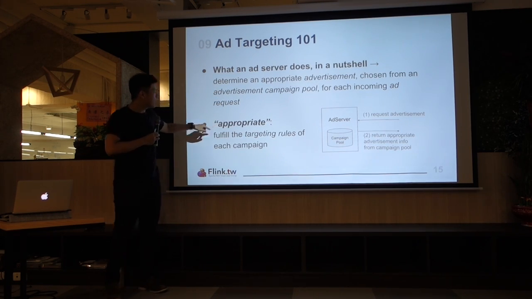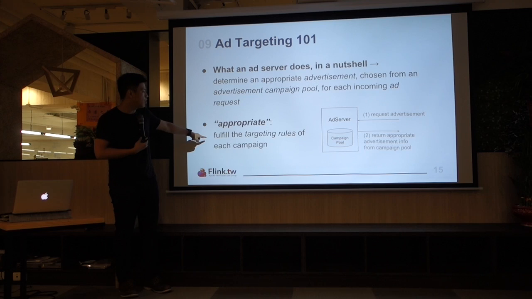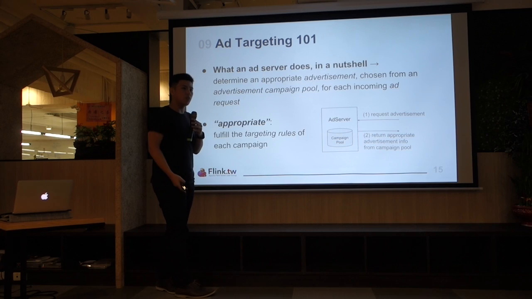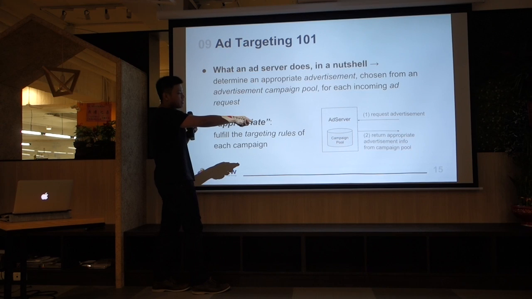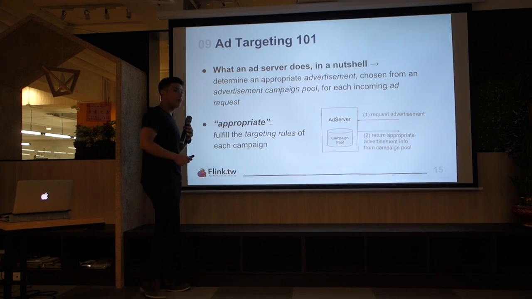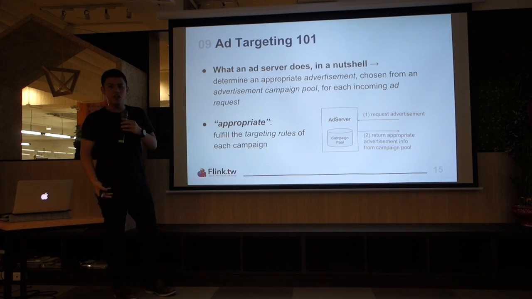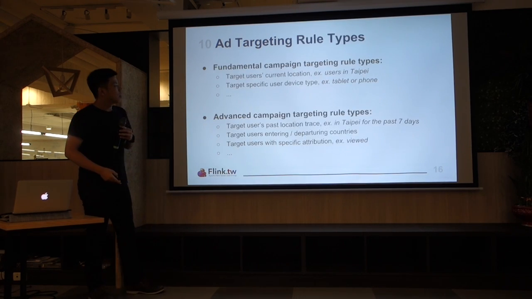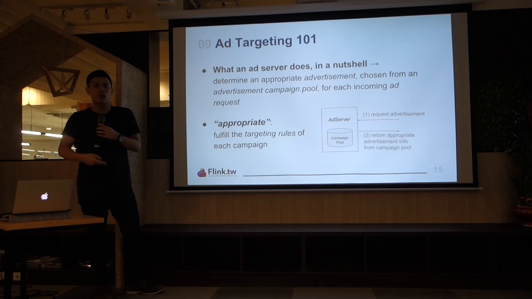How do we define appropriate? The most basic way to define this appropriate is fulfill the targeting rules of each campaign. So the ad server will have a lot of campaigns. These campaigns will each have a targeting rule. And as long as the advertisement I give back to the request fulfills the campaign's targeting rule, then this is matched. Okay? So then how complicated this whole system needs to be depends on the targeting rules we are trying to implement.